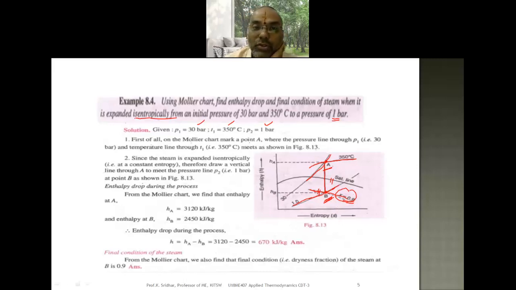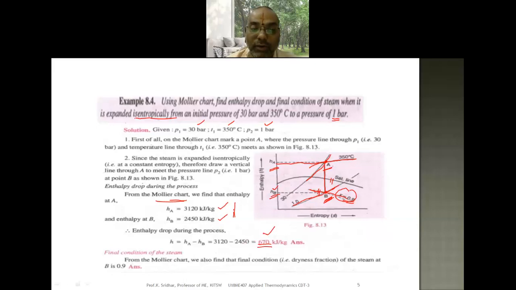Now he is asking us to find out what is the enthalpy drop. So from this particular point number A, draw a horizontal line. This is nothing but HA. So HA value is equivalent to 3120 kilojoules per kg. And similarly from point number B also draw a horizontal line. So that is giving you HB. So HB is equivalent to 2450. So these are the values we are able to obtain from the Mollier chart. And enthalpy drop, that is the higher value minus the lower value. So that's why it is 670 kilojoules per kg. That is the enthalpy drop.